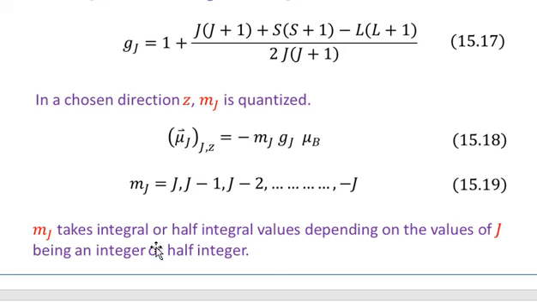So mJ takes integral or half-integral values depending on J being an integer or a half-integer, and you need to produce all the values between plus J and minus J. The intermediate values with the difference of integer values will also be reproduced.